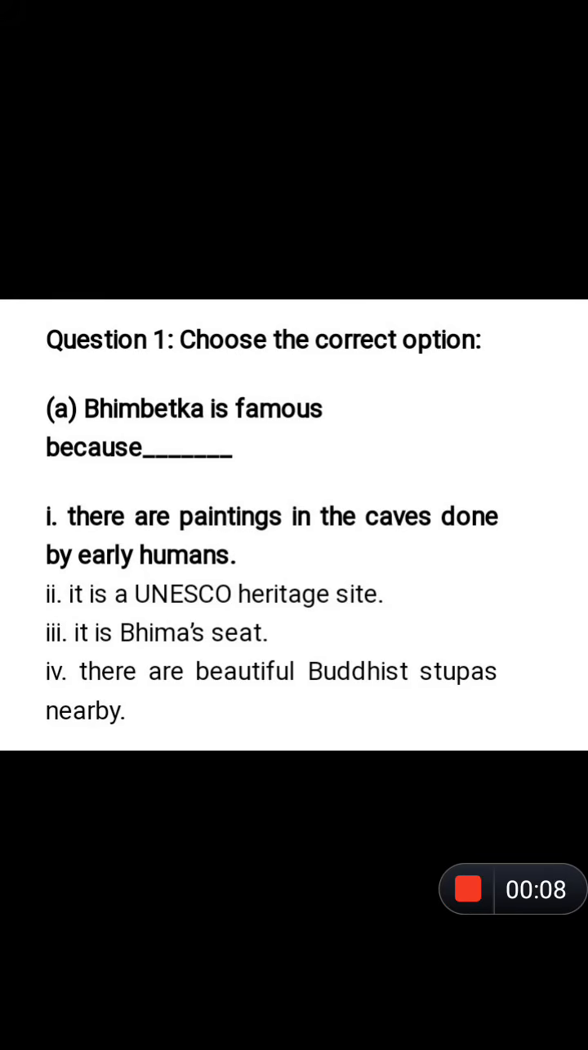In this video, we are going to do the exercises of the chapter Art Rocks from the Ratnasagar English Reader Class A. So first of all, we'll solve the objective type questions, the MCQs, and the first question we have: Bhimbetka is famous because... So Bhimbetka is famous because there are paintings in the caves done by the early humans. The correct answers are in the bold letters as you can see in the options. So for question number one, the answer would be: there are paintings in the caves done by the early humans. That's why Bhimbetka is famous.